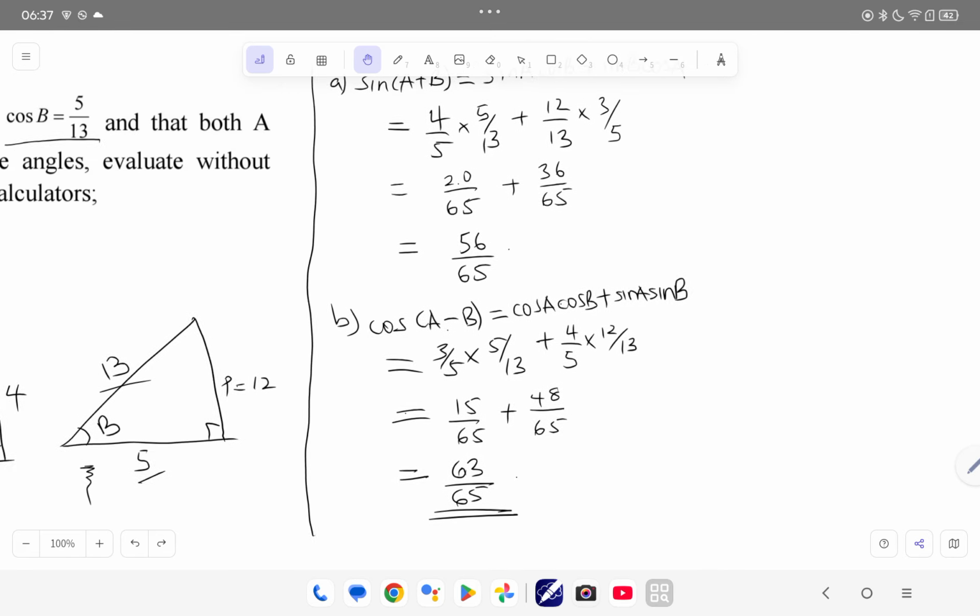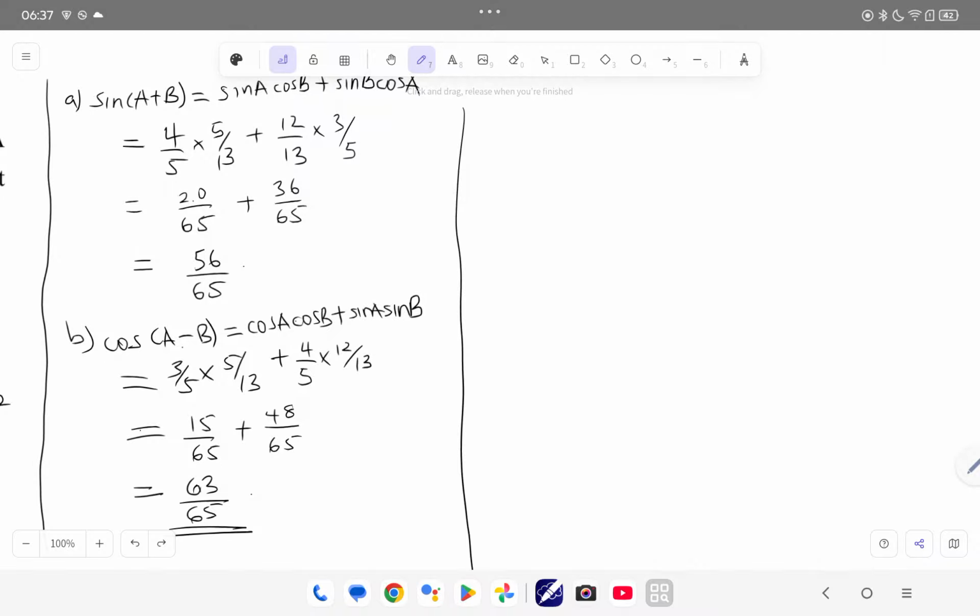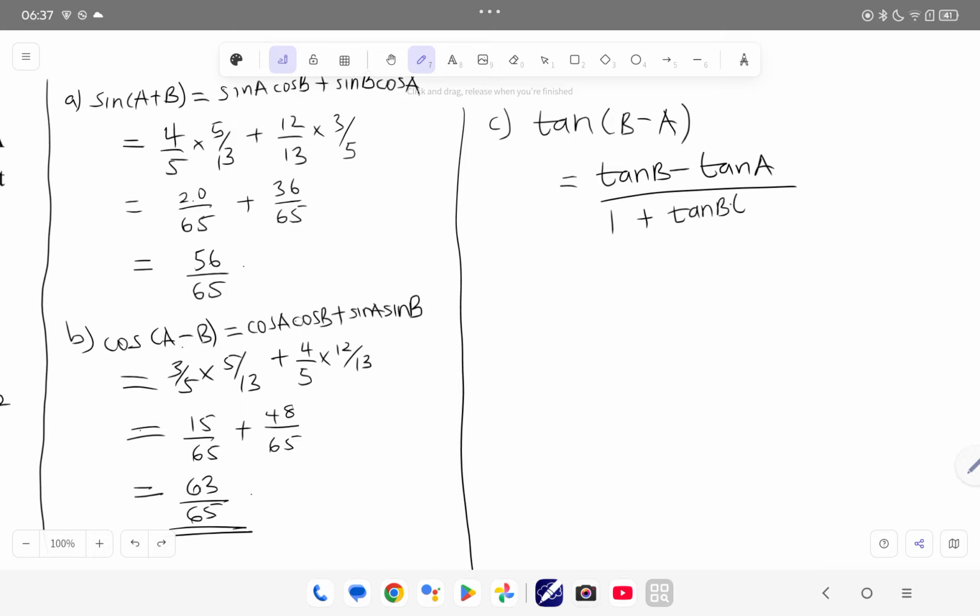We now proceed to tan B minus A. Part C is tan of B minus A. Using our last identity, which I had asked you to prove, hope you did it, it will be tan of B minus tan of A out of 1 plus tan B tan A.